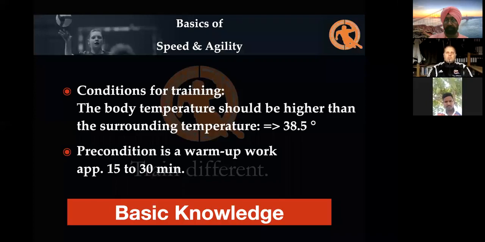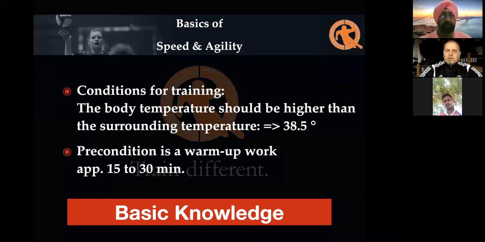So this warming up depends on the level of players you have, but don't do it, as we say, as a cold start. Go into the playground, step onto the ground, and immediately start running very fast. So this is sometimes for the players very hard, and a good warming up is just to prevent injuries in that way too, is really needed.